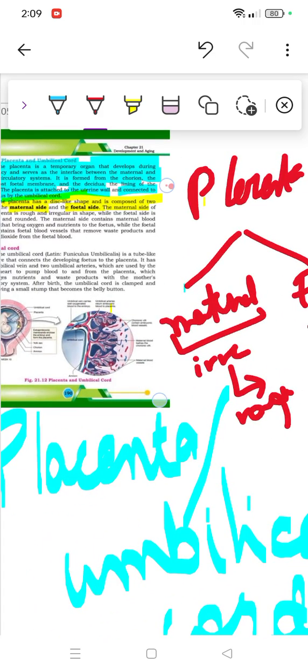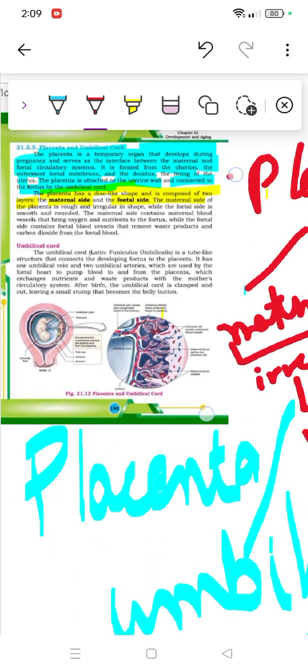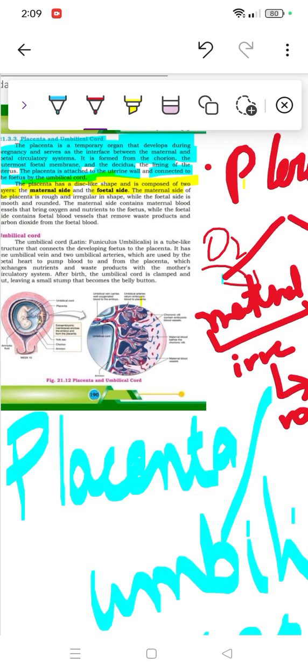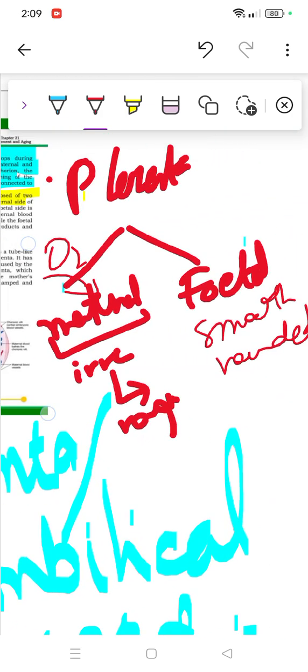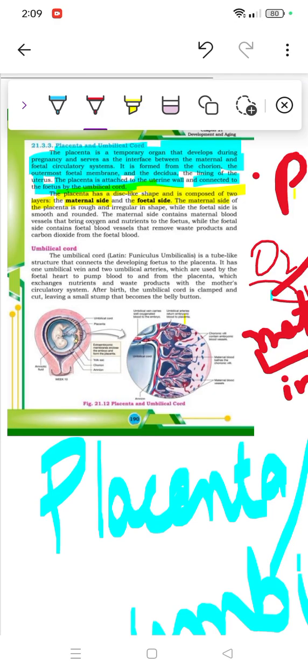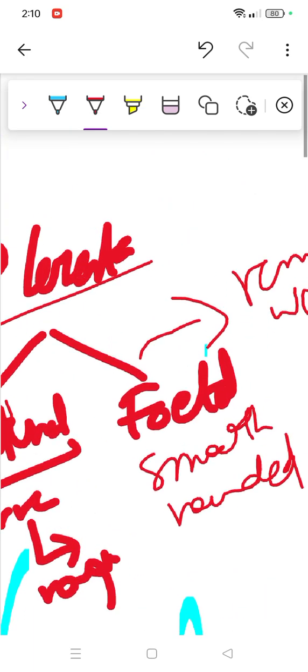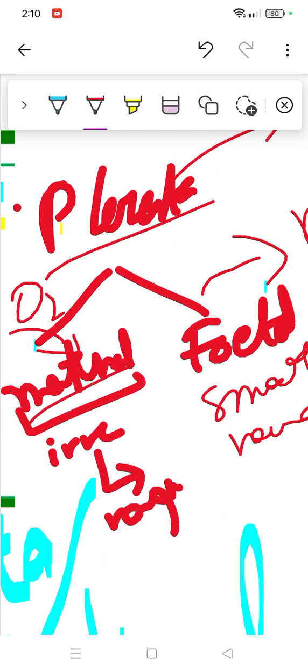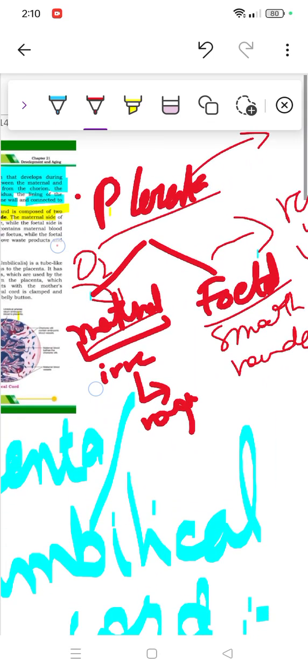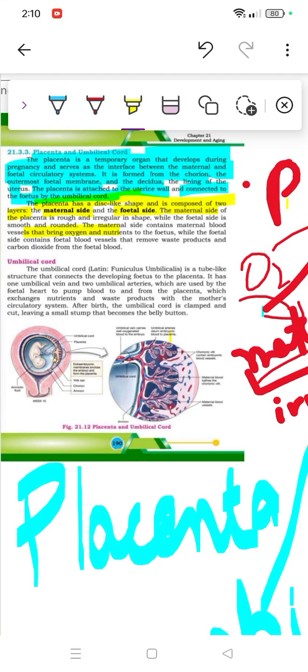I hope it will be clear. Then the maternal side contains maternal blood vessels and brings oxygen and nutrients. While the fetal side contains blood vessels to remove waste, simply removing waste in the form of carbon dioxide from the fetal blood. So of course, we know the placenta helps in exhaling and inhaling. Oxygen will be provided by the maternal side. The fetal side is responsible for removal of waste in the form of carbon dioxide through the placenta. Smooth, round, fetus product carbon dioxide, and these all.